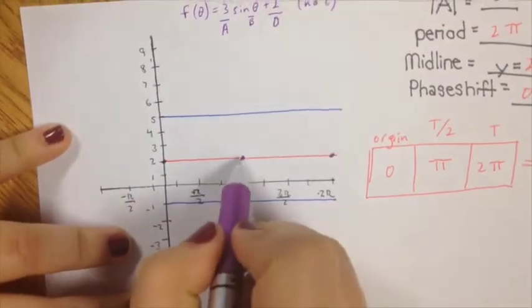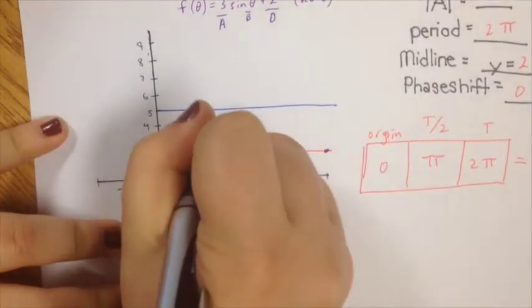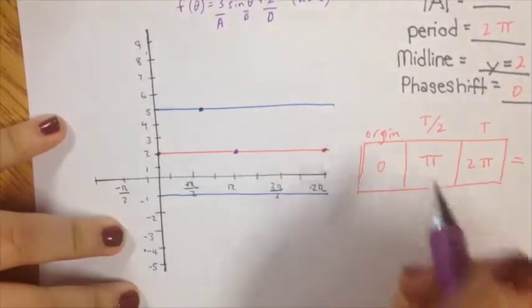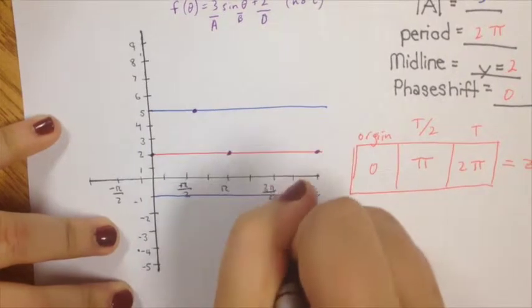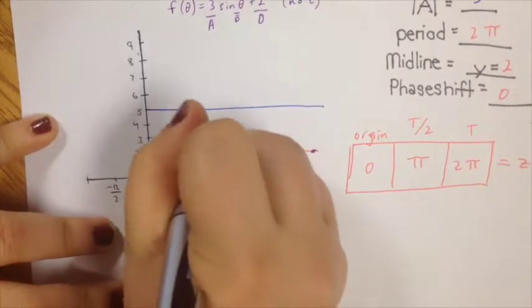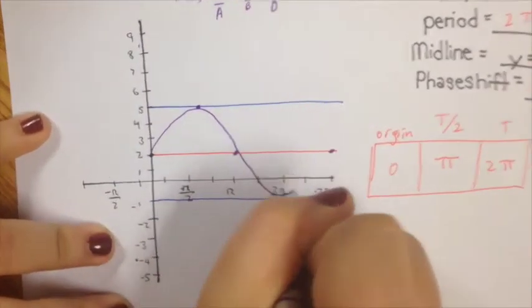And then we're going to go between both of these and put one up on the high midline, amplitude, and then put one down at the low one, and then follow the dots, like that.